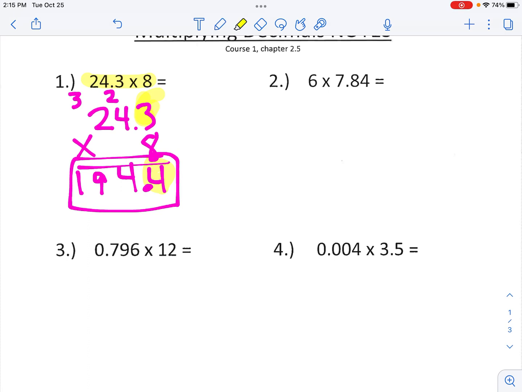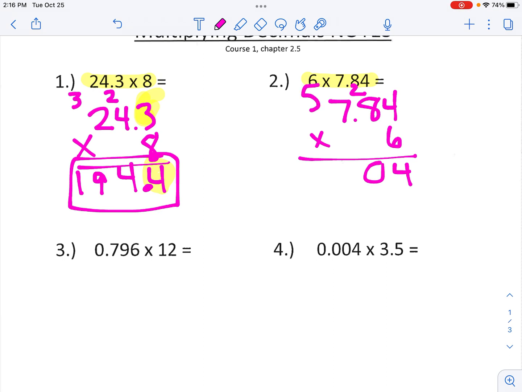Number 2. 6 times 7 84/100. Always put the number with more digits on the top and the number with the fewest digits on the bottom. 4 times 6 is 24. 6 times 8 is 48. 48 plus 2 is 50. 6 times 7 is 42, plus 5 is 47.